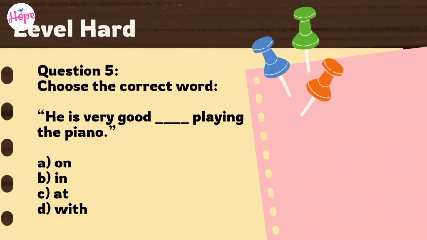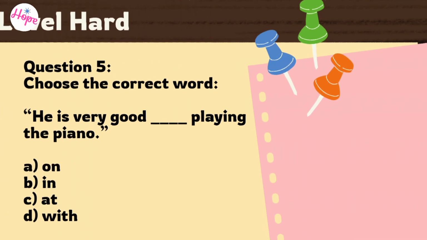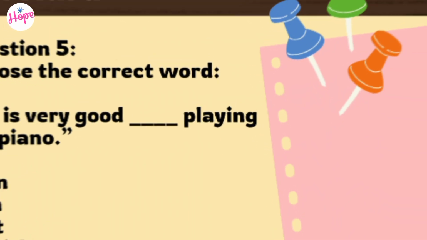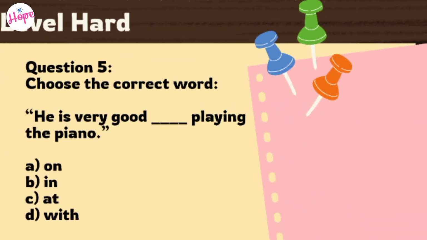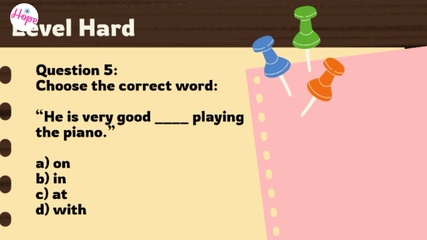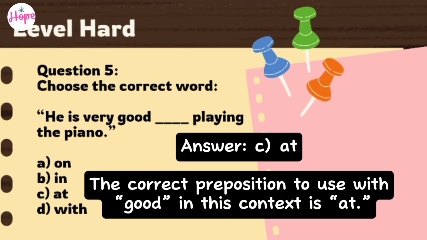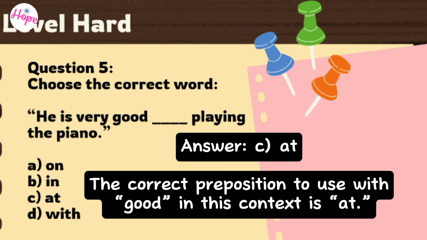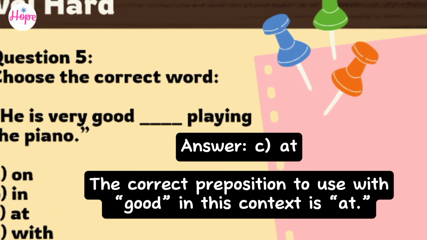He is very good playing the piano. Answer C. The correct preposition to use with good in this context is at.